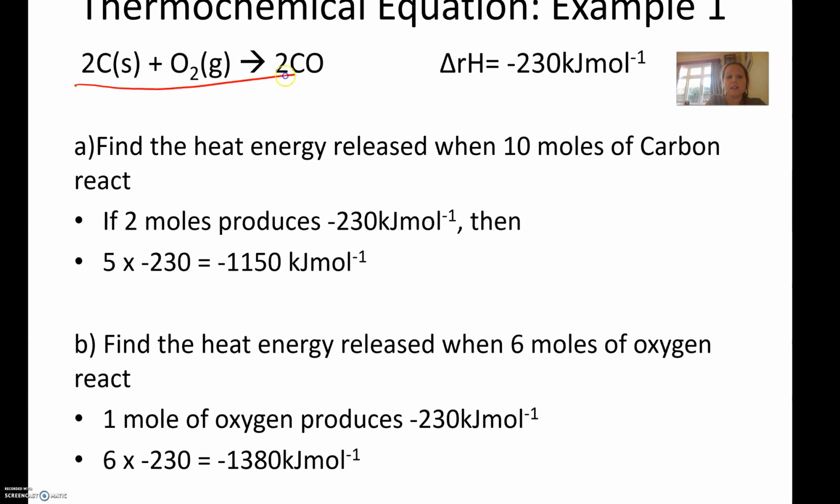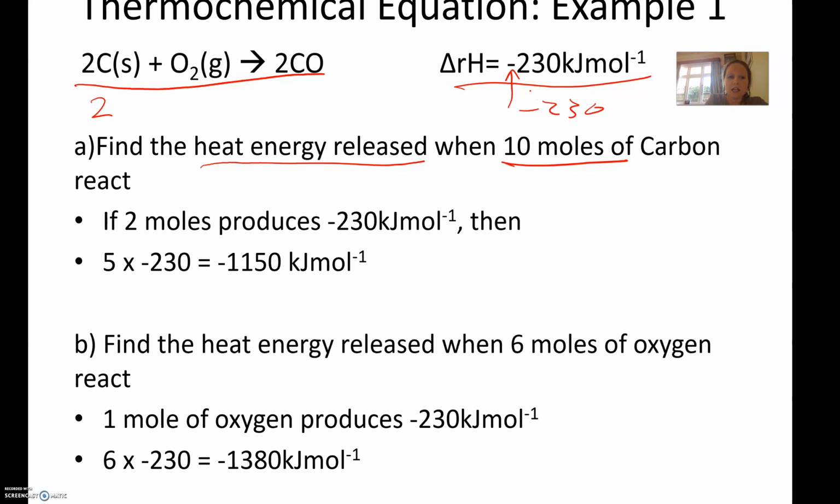When carbon is burnt in oxygen, carbon monoxide is produced, and this reaction is exothermic, which we can see from that negative sign. The question says, find the heat released when 10 moles of carbon react. Well, in the equation, you can see that 2 moles reacting releases this negative 230.